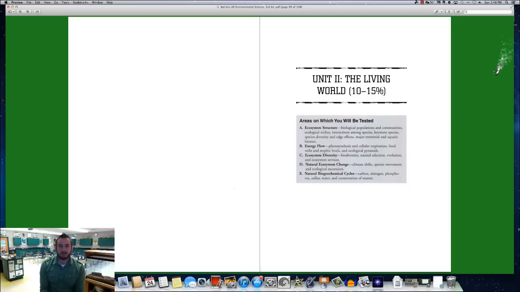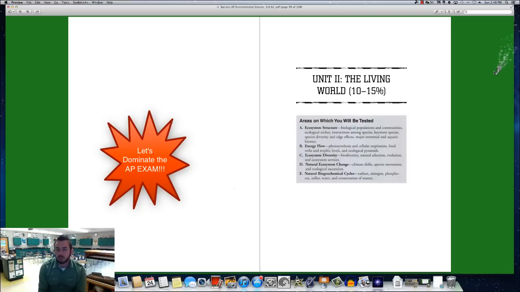Hey scholars, welcome to our first real in-depth look at the Barron's book. We're going to start with Unit 2 because it's kind of where we started as far as our class pace went. Unit 2 is the living world. It makes up 10 to 15% of the multiple choice questions on the exam, and it has some specific areas, A through E.